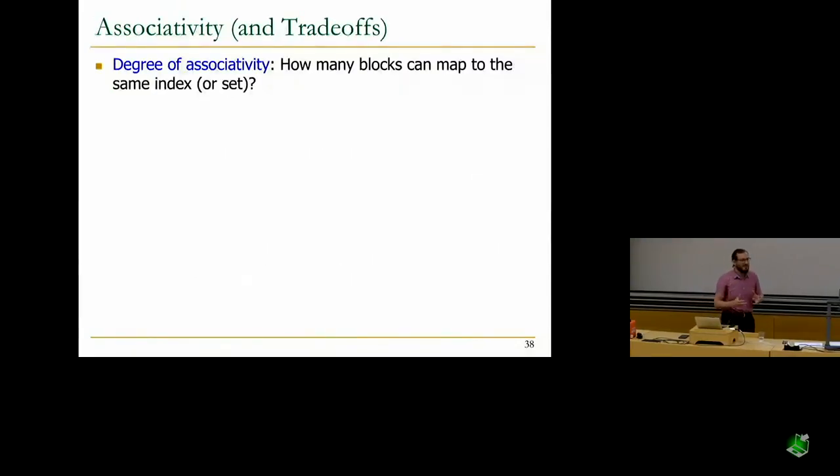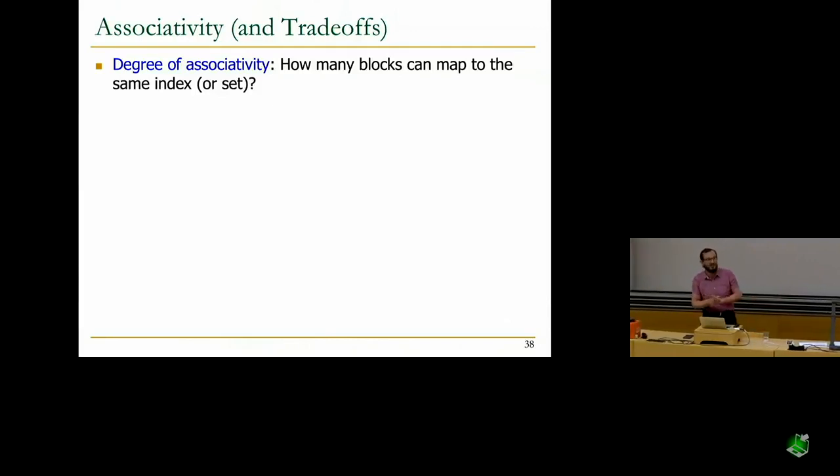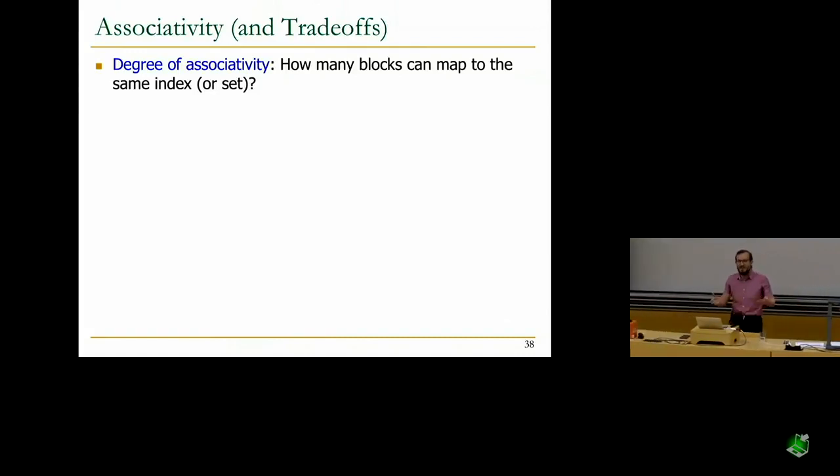It's kind of nice because it's the way you think about how you organize the blocks. Is there a single column of 8 or is it a single row of 8? Single column of 8 is direct map, single row of 8 is fully associative, and anything in between has different levels of associativity. So a degree of associativity essentially determines how many blocks can map to the same index. And I've introduced some terminology along the way. Blocks that map to the same index are also called a set.